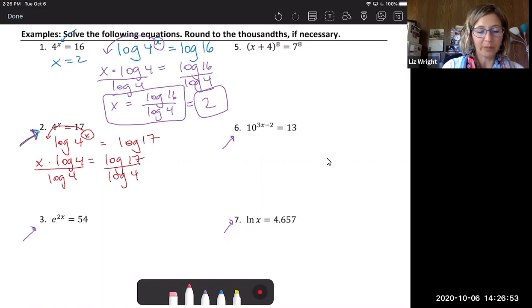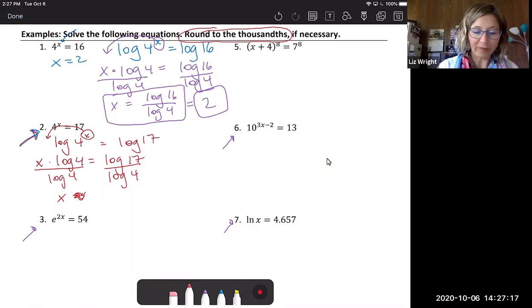And let's look back up in the directions because I didn't read those, which is not great. It says solve the following equations, and we're going to round to the thousandth place if necessary, because we're definitely going to have to do that for this. So I'm going to go ahead and put squiggles instead of equals because we're going to need to do that. So take the log of 17, divide it by the log of 4. Tell me what you get.